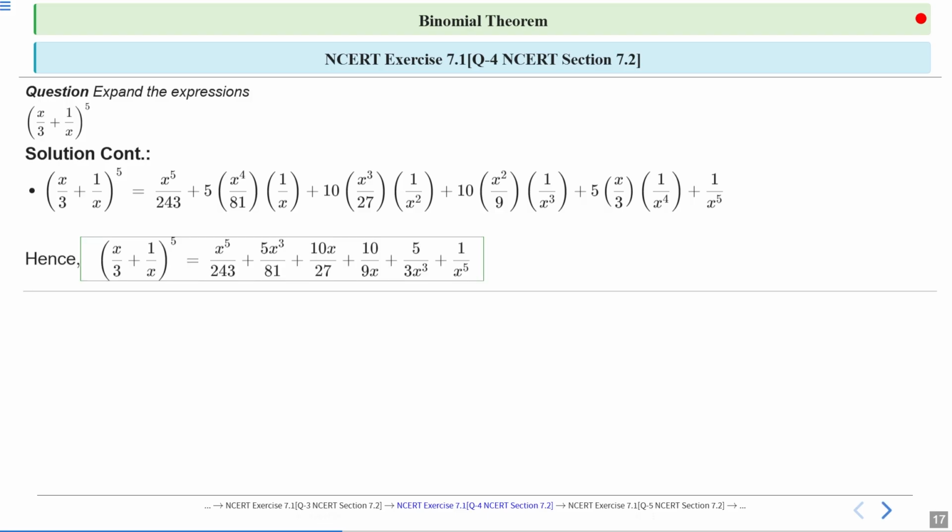Hence, (x by 3 plus 1 by x) raised to the 5 is equal to x to the 5 upon 243 plus 5x cube upon 81 plus 10x upon 27 plus 10 upon 9x plus 5 upon 3 times x cube plus 1 upon x to the 5. So I hope this question is clear to all of you. So now let's move to the next question.